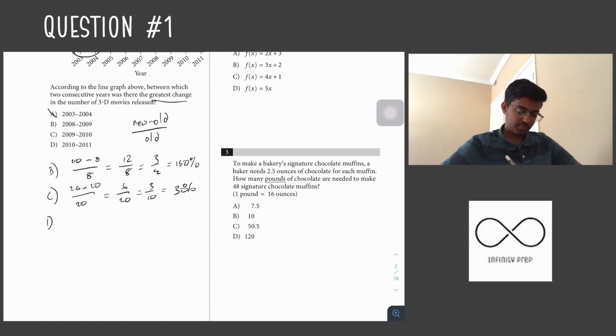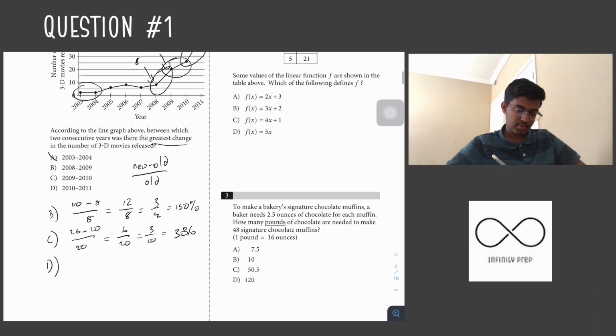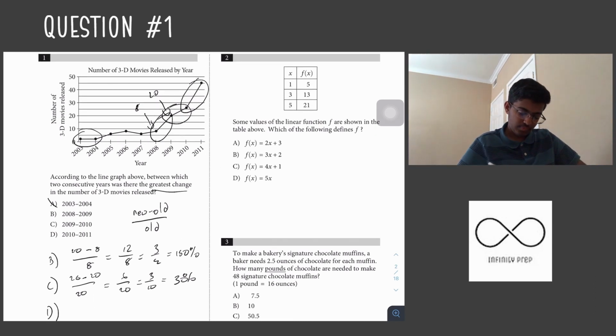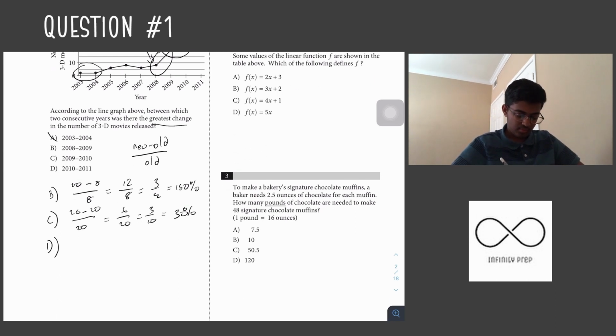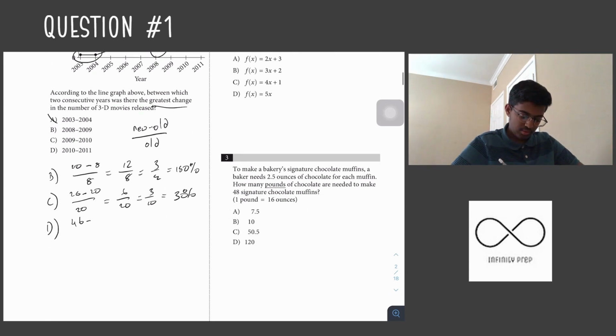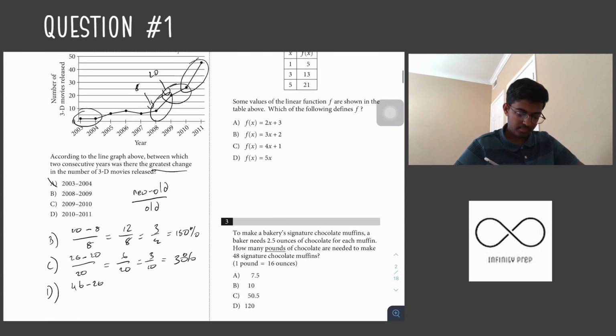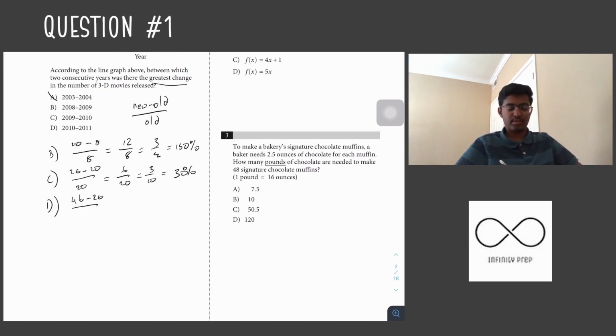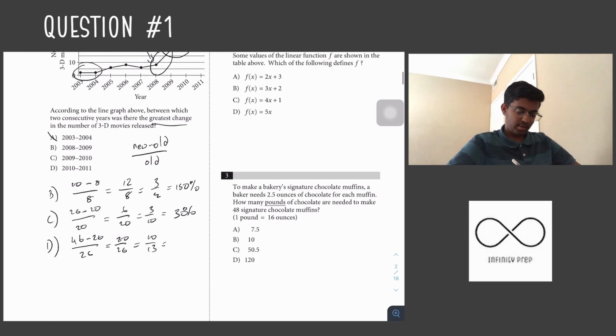For D, 2010 to 2011, there were 46 movies released in 2011 and 26 in 2010. So it would be 46 minus 26 over 26. This is 20 over 26, which would simplify to 10 over 13, which is less than 150% increase, but greater than 30%. So our answer would be answer choice B.